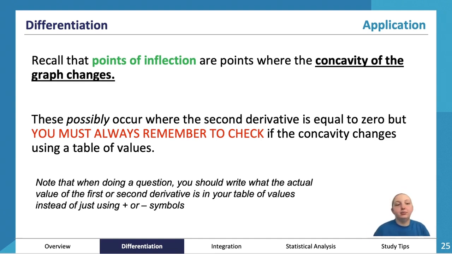So it's always important to check that your concavity has changed on either side using a similar method to a table of values. So, put whatever makes your second derivative equal to 0 in the middle of your little table, and then do a number higher, a number lower, and then check your second derivative instead of your first derivative in the table as well to check that your concavity has changed.